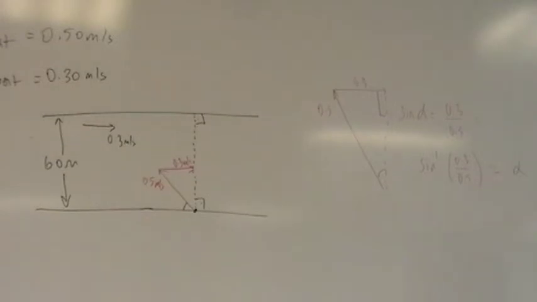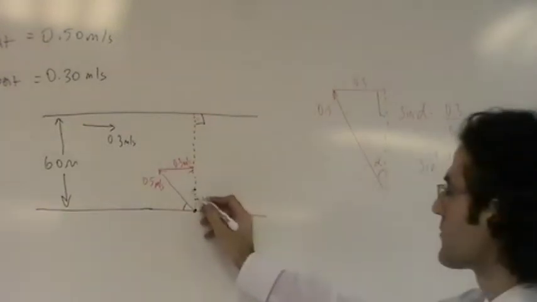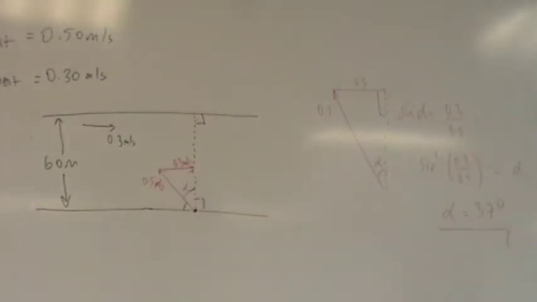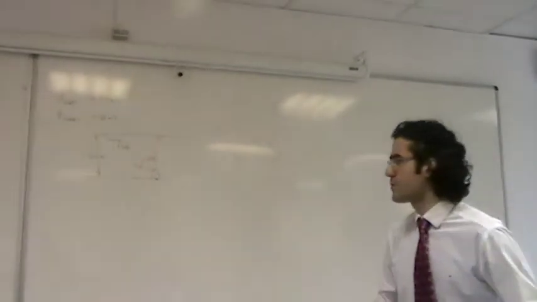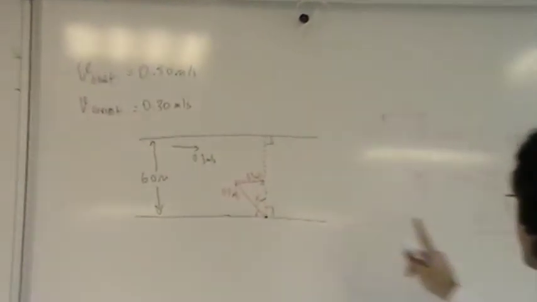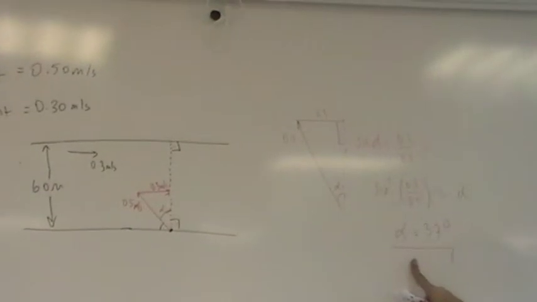Let me just find it. Inverse sine of 3 divided by 5 is going to be 37 degrees. So this alpha over here is this one. Let me read the question again. Which angle does it ask us? At what angle relative to the straight across direction? So the question is asking us this angle, which I found as 37 degrees.